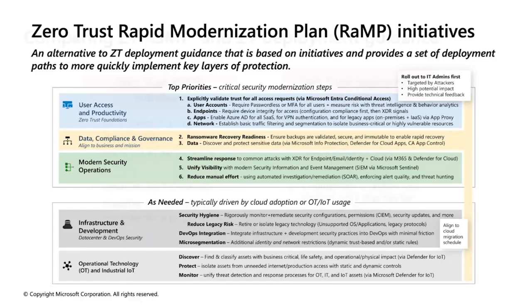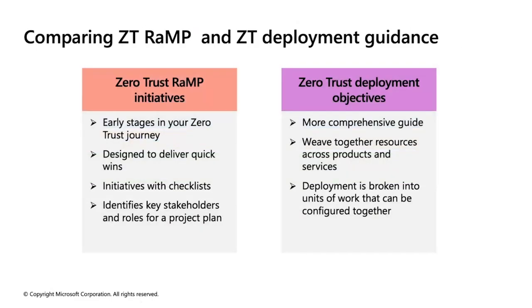So RAMP is good for organizations that want to rapidly adopt the zero trust approach and want to start using cloud solutions. So, zero trust rapid modernization plan initiatives. This is good for the early stage in your zero trust journey. It is designed for quick adoption, adopting the most important components for user security, for device security, for infrastructure security.